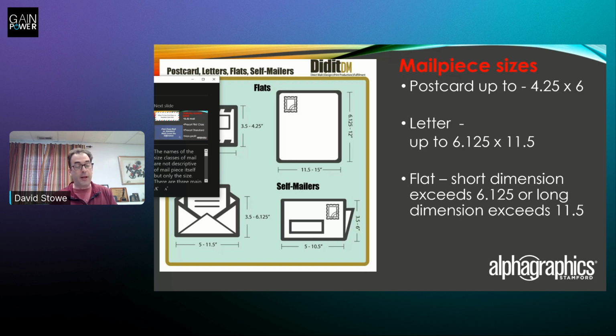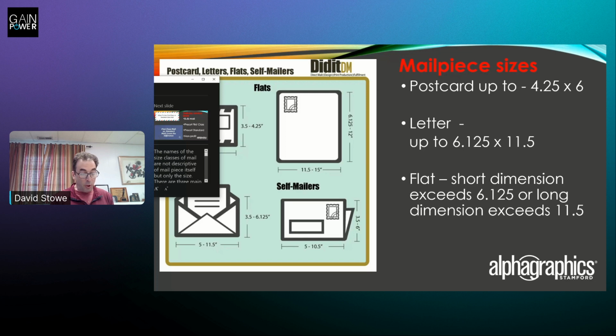That's up to 6 1/8 on its small dimension and up to 11 1/2 on the large dimension. Many items that you're familiar with will fall into that, such as postcards that are 5x7, 5 1/2 by 8 1/2, 6x9, and 6x11. Those are very common direct mail size pieces that are used in campaigns. And then the final size category is what's called a flat. That covers any mail piece with a short dimension exceeding 6 1/8 and the large dimension exceeding 11 1/2 inches.